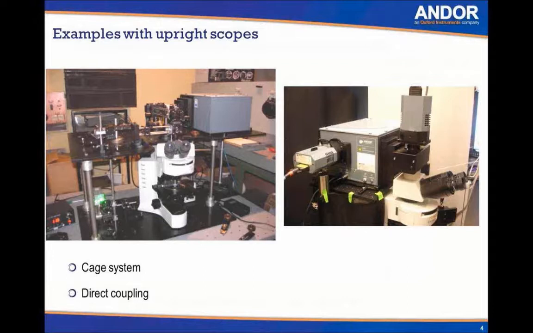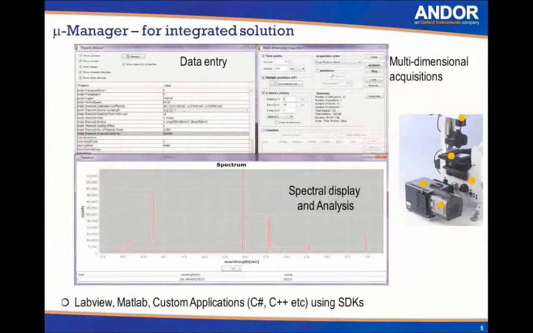Key to creating a fully integrated system is having the software to control and synchronize all the components. Recently, ANDOR has developed plug-in modules for the popular free and widely available Micromanager software to incorporate control of the Shamrock SR193i spectrograph. Shown here are the data windows of Micromanager for data entry, for multi-dimensional acquisition setup, and for the display of the spectra as they are acquired.